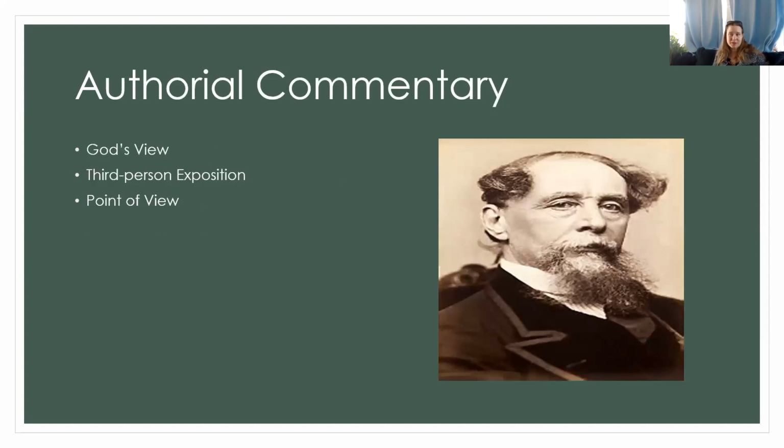The authorial commentary is the view of the narrator. This is the point of view that we're given. It's sometimes known as the God's view. It's normally given through the third-person exposition. Some theories see this as the author's viewpoint of the actions itself, while other theories see this as the authorial persona, almost a character of its own, created in order to present the story to you.